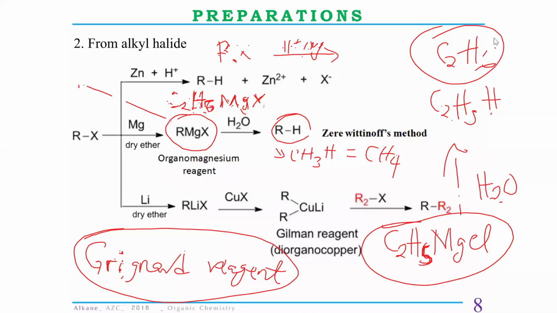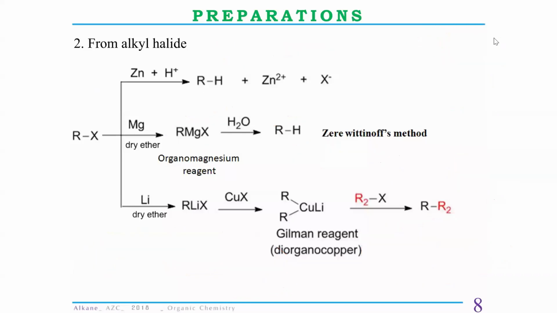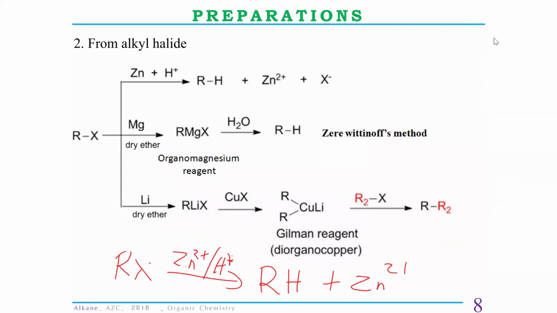So therefore, we can also synthesize alkane using zinc and free hydrogen. If you have your alkyl halides, RX, then in the presence of zinc ion plus free hydrogen, you are going to have your alkane plus zinc 2 plus, then plus free chloride ion.